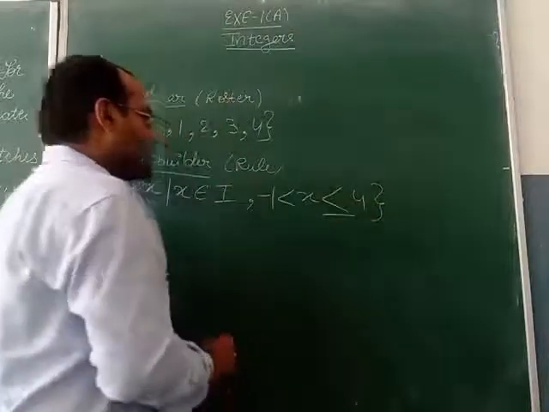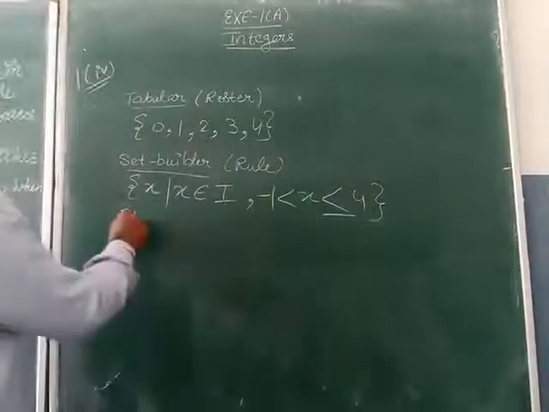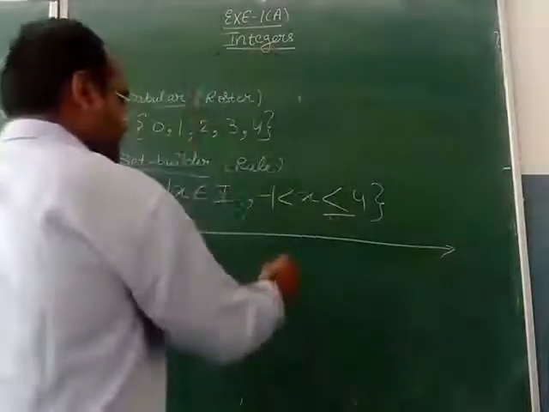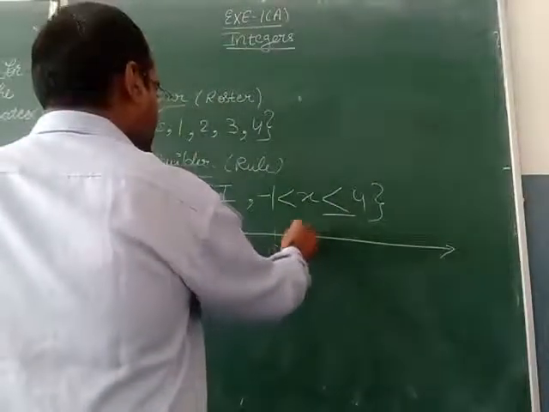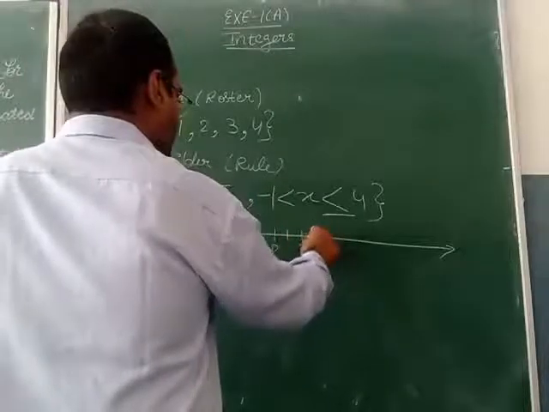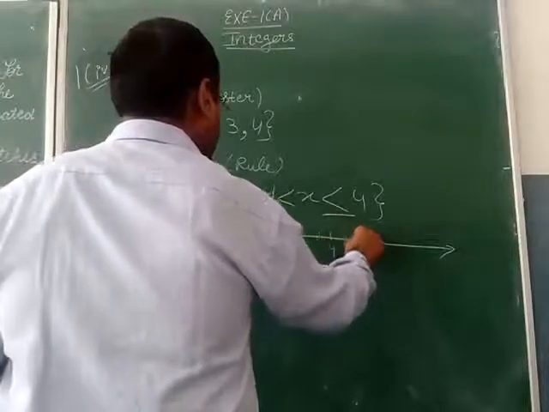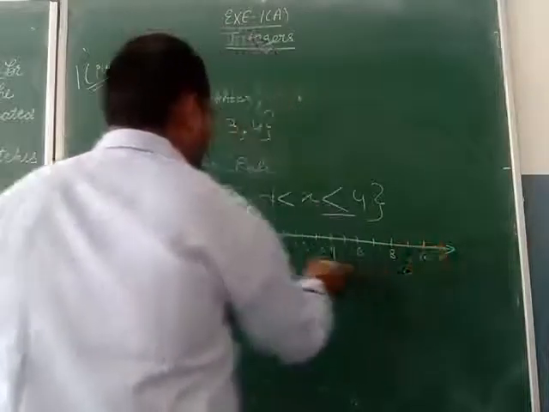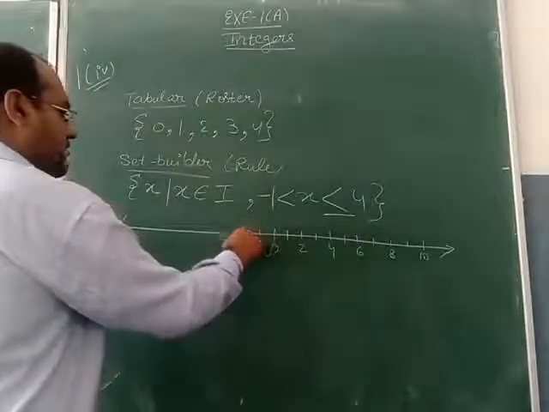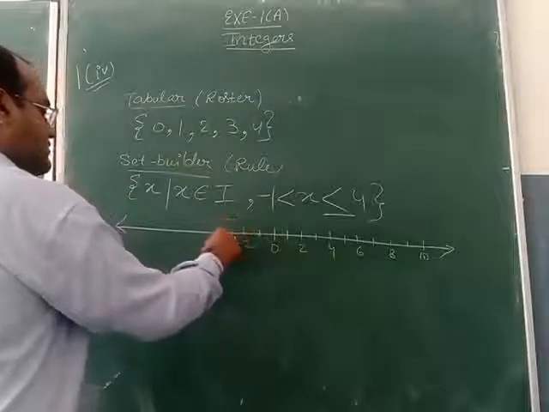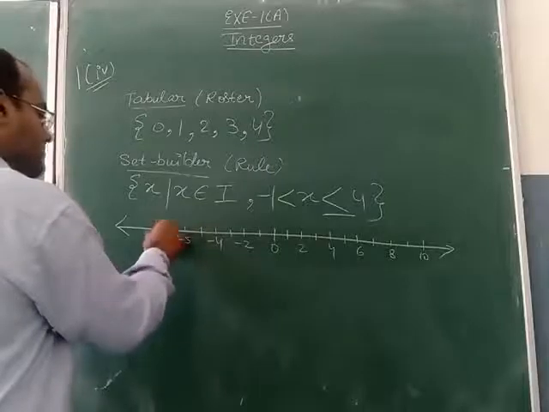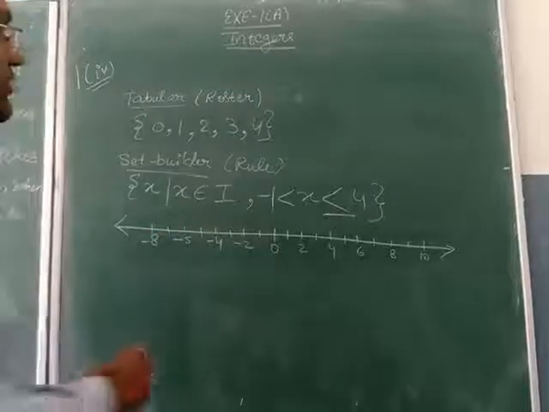This is your set builder form. Now we have to draw the number line. Zero, 1, 2, 3, 4, 5, 6, 7, 8, 9, 10. Here we will take the negative numbers: minus 1, minus 2, minus 3, minus 4, minus 5, minus 6, minus 7, minus 8. Now we have to show which numbers?